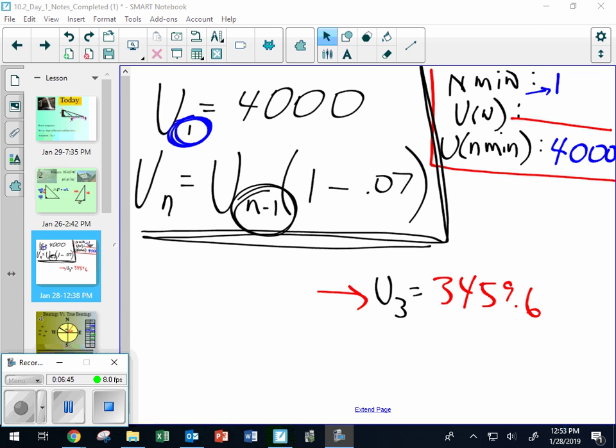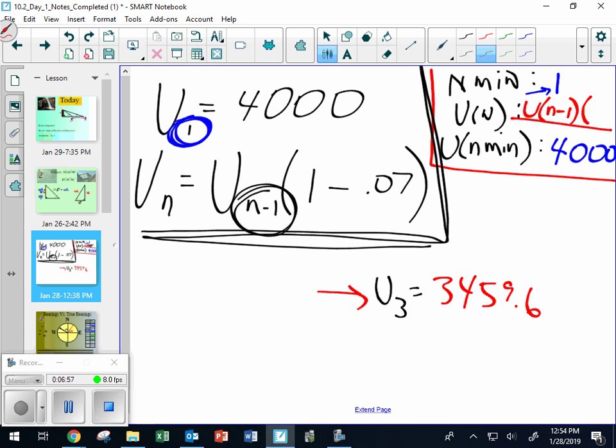Okay, so you should have said u, make sure it's a lowercase u, not an upper, sub n minus 1. You can put a times sign, but you don't have to because it'll assume times. 1 minus 0.07 in the parentheses. I know I got a little squished at the end there, but that's the basics of a decay rate.